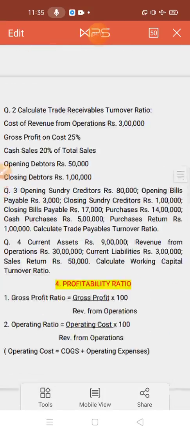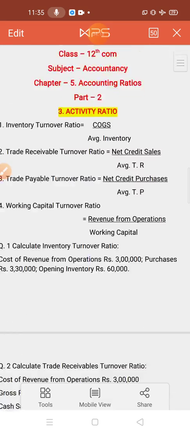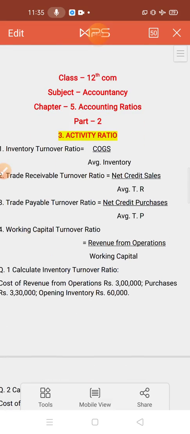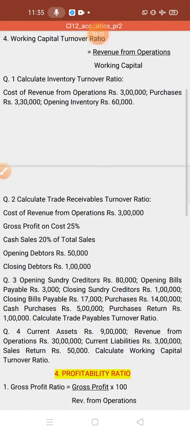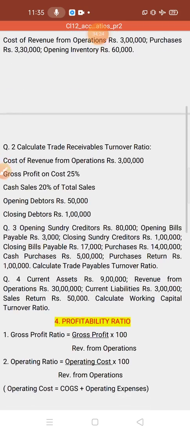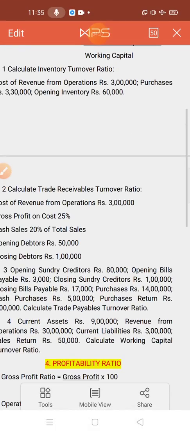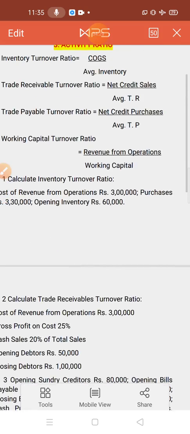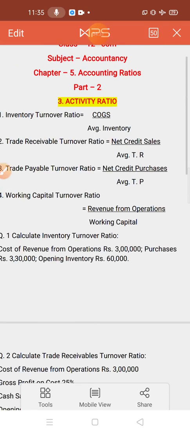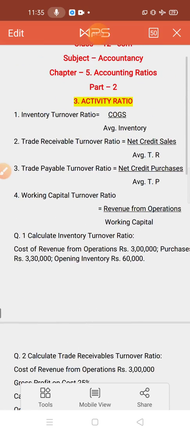Now children, today we have finished this chapter. In next video we will do the next chapter, that is the last chapter of this book, cash flow statement. Till now you have to solve all the questions of your book in your fair notebook.